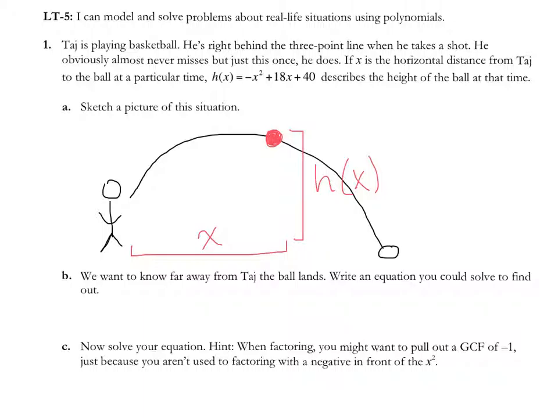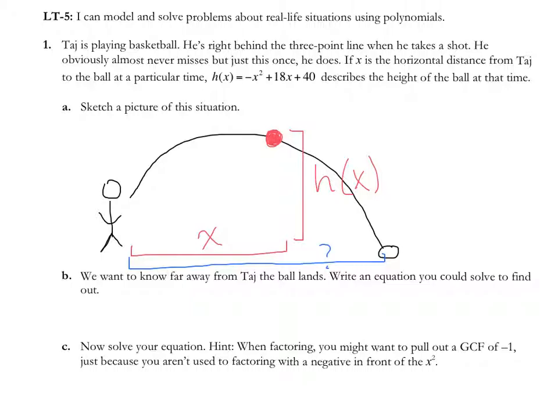Now, part B asks us how far away from Taj the ball lands. Write an equation you could solve to find out. So what we want to know is, what is this distance here between Taj and the ball? To solve that, we want to think about what x, the horizontal distance away, is when the ball hits the court. But when the ball hits the court, the height off the ground better be 0. So what we need to solve is, what is x when h of x is 0?